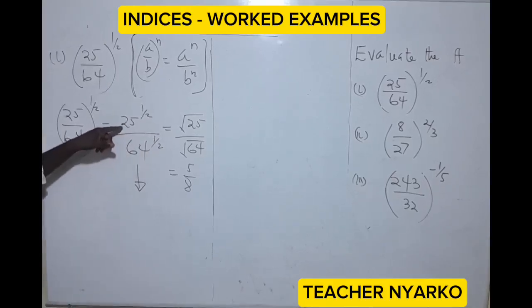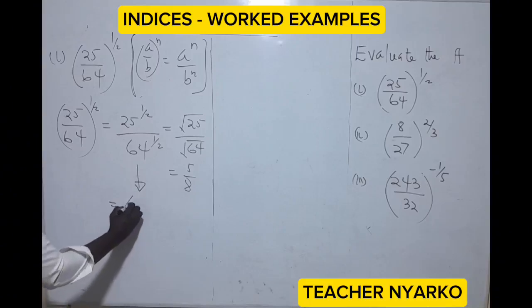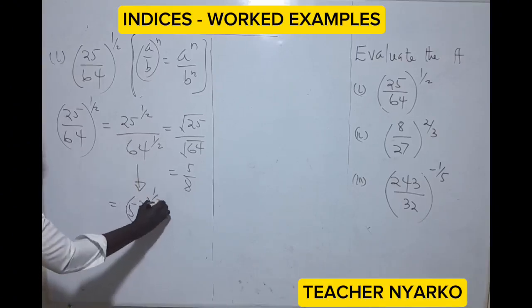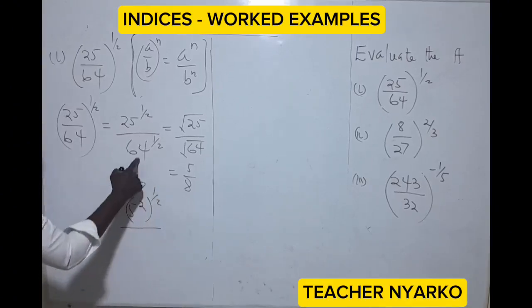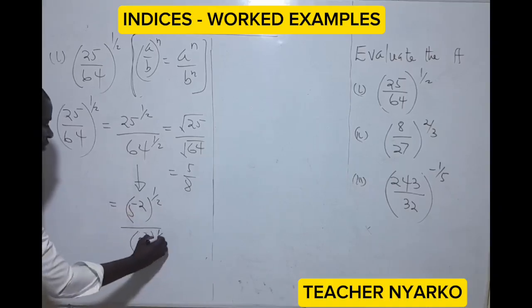So, can we express 25 to have an exponent 2 to a particular base? Can we express 64 to have an exponent 2 to a particular base? Yes, we can do that. This will be equal to 5 exponent 2, because 5 exponent 2 is the same as 25. Don't forget that the exponent is half. Over 8 exponent 2, which is also equal to 64, all exponent half.